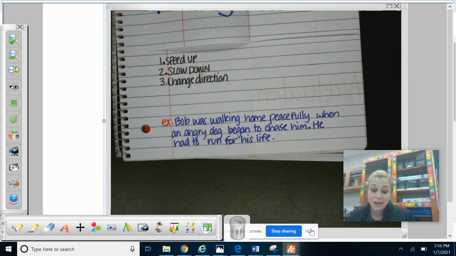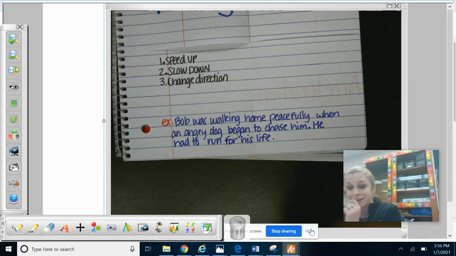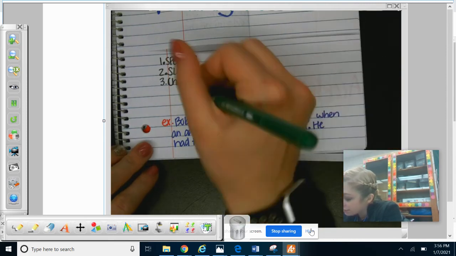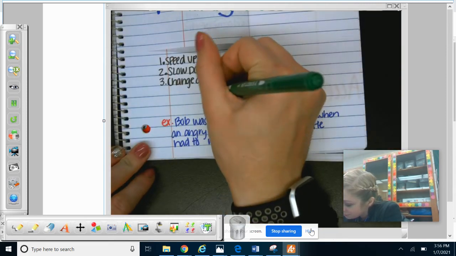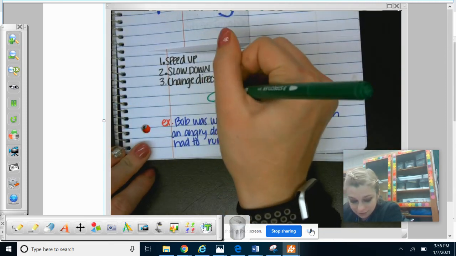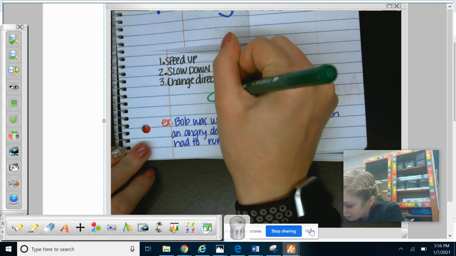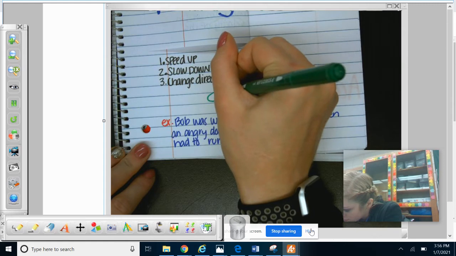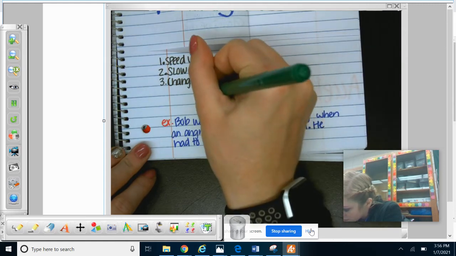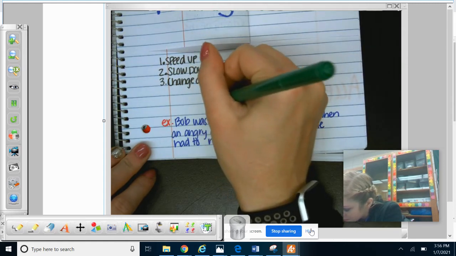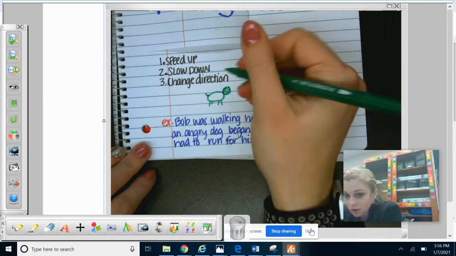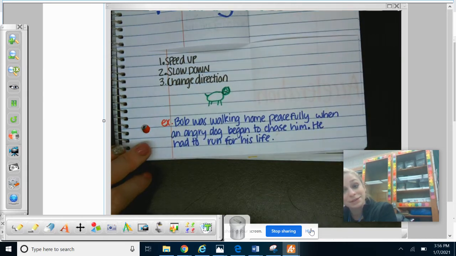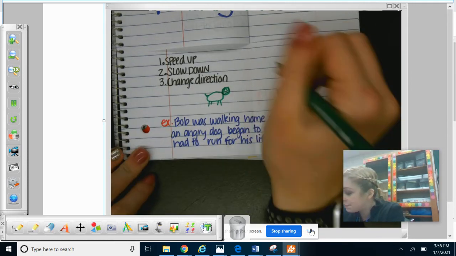I don't think I can draw a dog. This is going to be interesting. All right, let's say, oh goodness. Oh goodness. Oh, that turned out worse than expected. Too bad I can't erase. It is what it is.